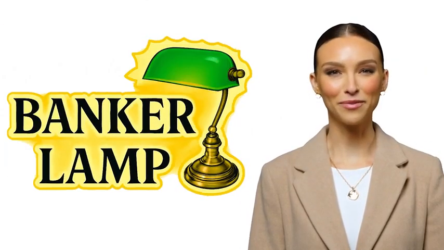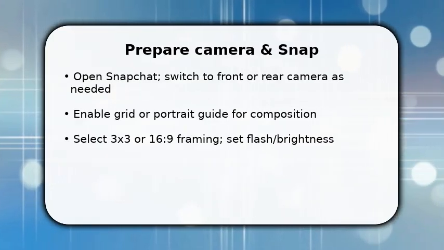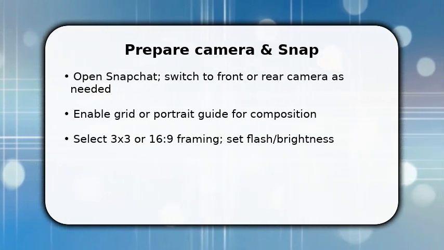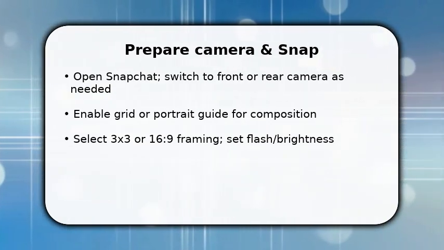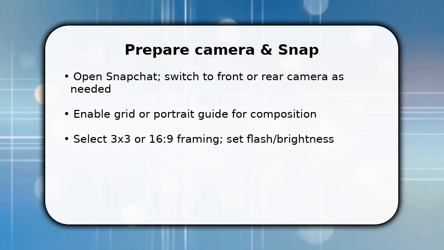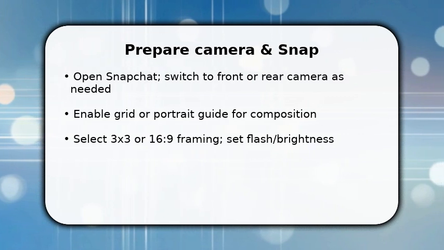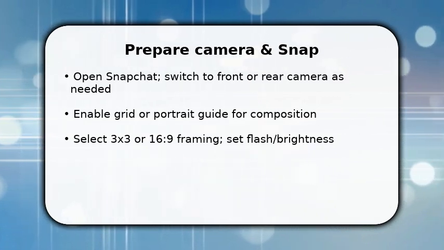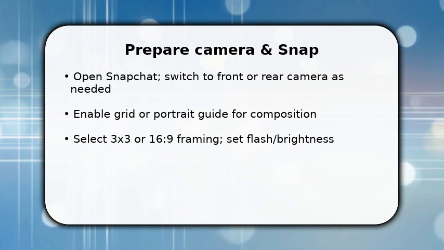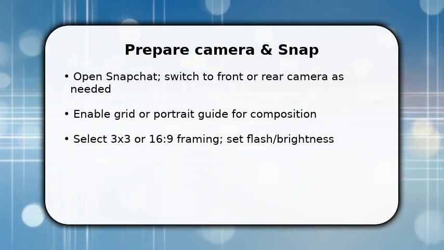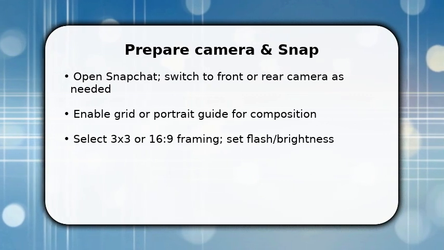Please enjoy the video. You start by getting the shot. Open Snapchat and choose front or rear camera depending on the eye effect you want. Once done, enable a grid or portrait guide so placements stay consistent. This helps the app detect motion and face features. Now pick your framing, 3x3 or 16:9, and adjust flash or brightness so pupils aren't blown out.